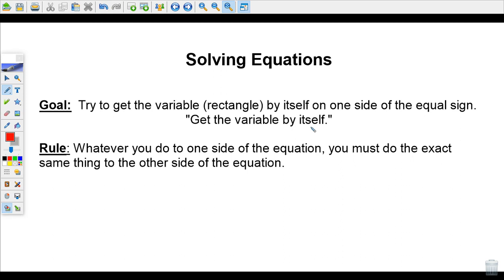Now, there is a rule that we have to follow. The rule is what we just talked about with the balance. Whatever you do to one side, you must do the exact same thing to the other side of the equation. Why? Because if you don't, it's no longer balanced. Add the same amount to both sides or subtract the same amount from both sides, or else it's no longer equal, and you have changed the equation. So, goal, get the variable by itself. Rule, whatever you do to one side, you have to do to the other side.